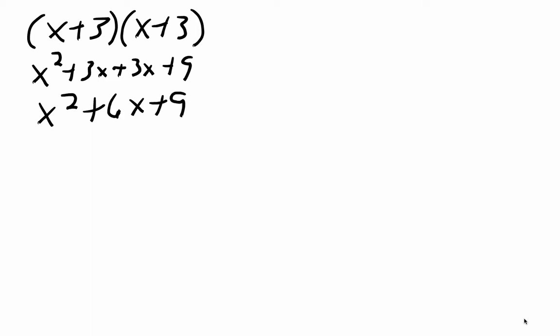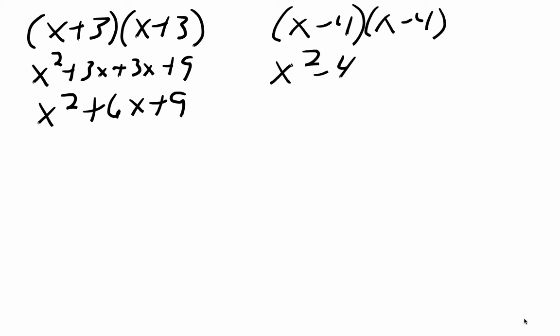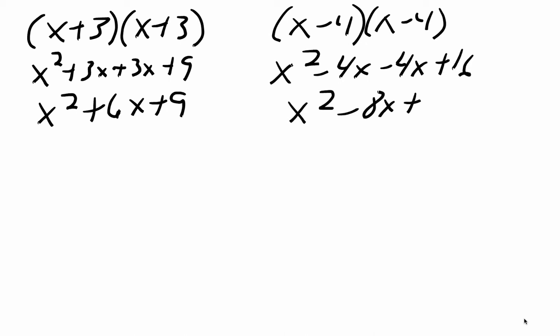So today we're going to be working with perfect square trinomials. If we have two factors like this, and if we applied FOIL, we'd end up with x squared plus 3x plus 3x plus 9. So we'd have x squared plus 6x plus 9. Or if we had x minus 4 times x minus 4, we'd have x squared minus 8x plus 16.